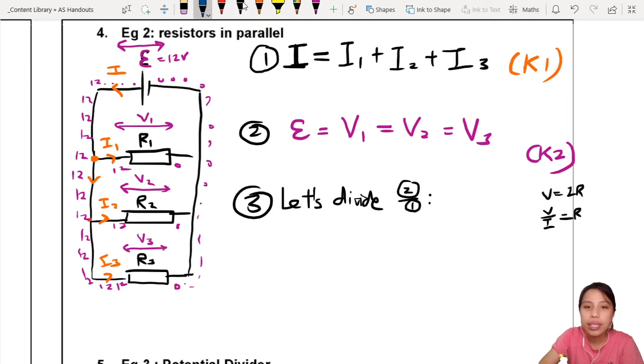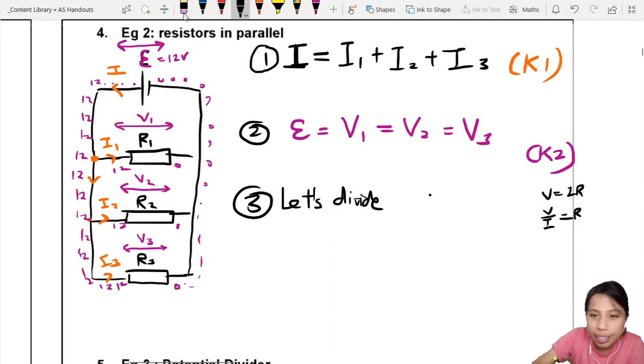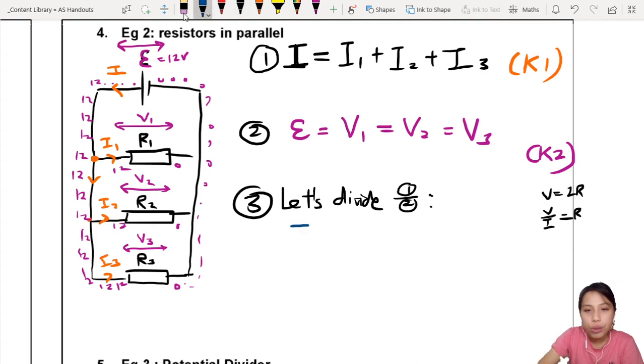2 is all the E stuff. So, how to divide? You just say every time got E, got V, it's the same thing. Actually, hang on a second. I noticed an error. Not 2 divided by 1. Wrong way. This is 1 divided by 2. Why 1 divided by 2? Because you want resistance, so V divided by I later. Okay, so you'll see why in a second. So I rewrite I equals to I1 plus I2 plus I3.